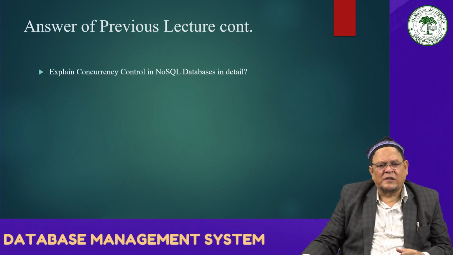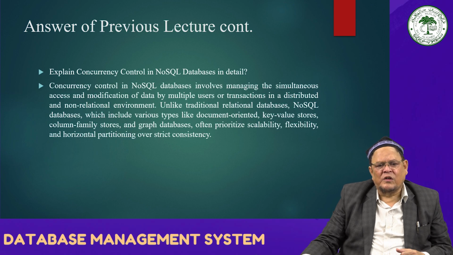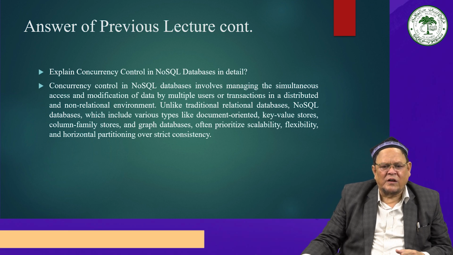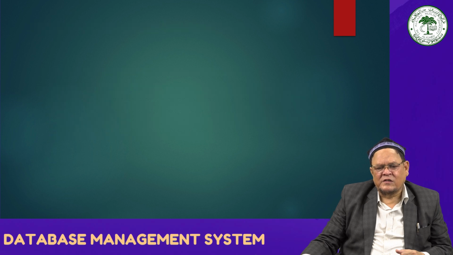The next question was, explain concurrency control in NoSQL databases in detail. Concurrency control in NoSQL databases involves managing the simultaneous access and modification of data by multiple users or transactions in a distributed and non-relational environment. Unlike traditional relational databases, NoSQL databases, which include various types like document-oriented, key-value store, column family store, and graph databases, often prioritize scalability, flexibility, and horizontal partitioning over strict consistency.